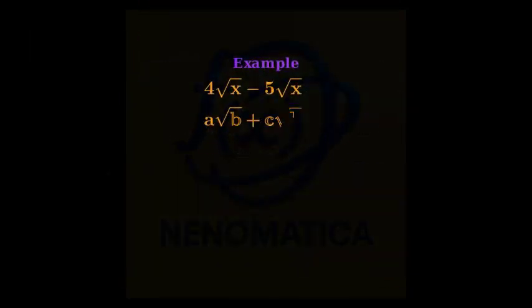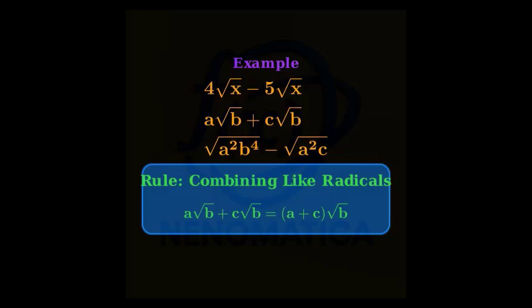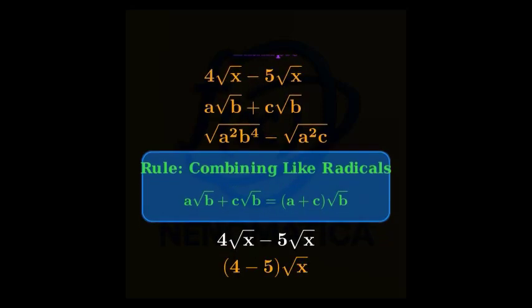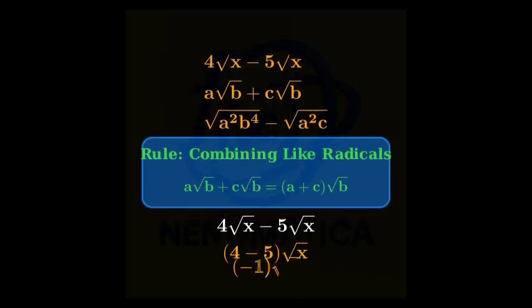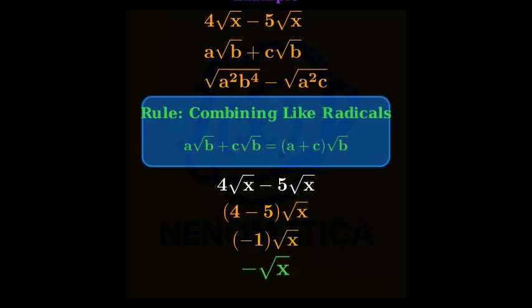We show the problem list, then we solve each one step by step, highlighting what's changing at every step. Step 1. We apply the rule for combining like radicals. Coefficients of the same radical can be added or subtracted. Start with 4 root x minus 5 root x. Factor the common root x to get (4 minus 5) root x. Four minus 5 is negative 1, so we have negative 1 times root x. That simplifies to negative root x.